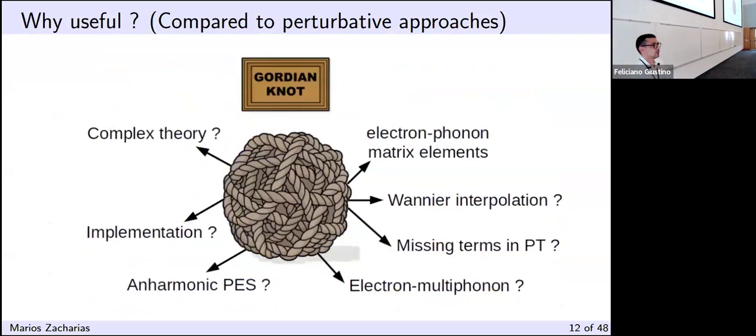So why is it useful? If we want to evaluate everything using perturbation theory, sometimes it might involve a very complex theory, or even the implementation, the coding, might be even more complex. In addition, when we have anharmonicity in the potential energy surface, again, the math becomes even more involved. Also, in perturbative approaches, we have to compute explicitly the phonon matrix elements. We need to do linear interpolation. And usually, the truncation in the perturbative approaches is up to second order in nuclear displacements, so we are missing electron multi-phonon effects, that is, terms beyond second order in perturbation theory.